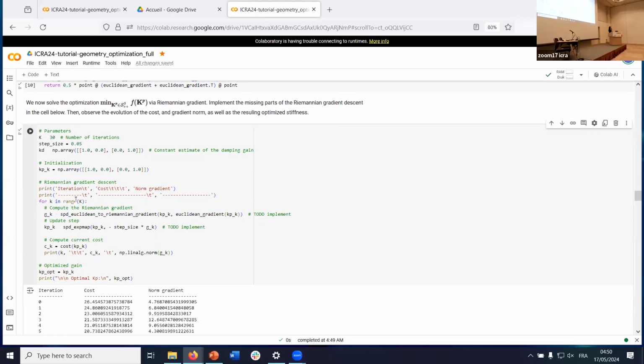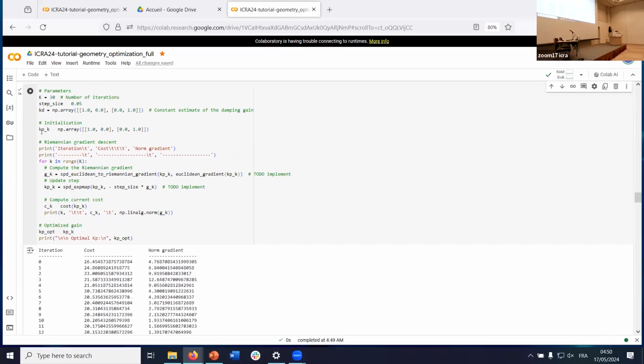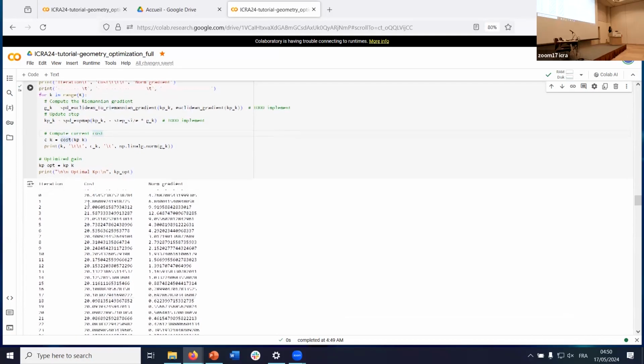Then we initialize the stiffness where we are starting the optimization. And then at each iteration, we first project the Euclidean gradient, which we compute here, to a tangent vector, so to the Riemannian gradient basically, as a tangent vector at the current stiffness gain. And then we have the update step where we compute the exponential map at the current point in the direction of the gradient multiplied by a step size. Okay. Then we compute the current cost, we plot it, and at the end of the day we plot the optimized gain.